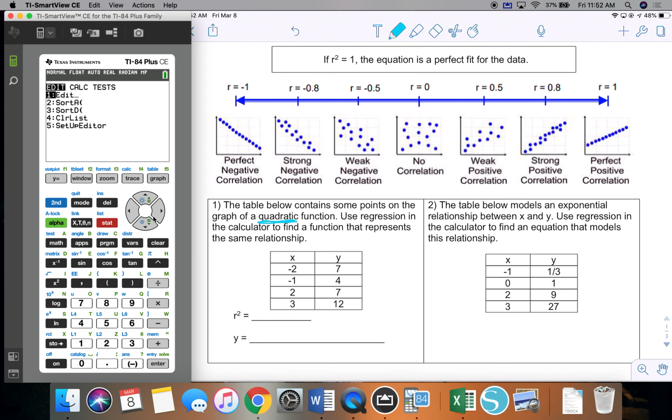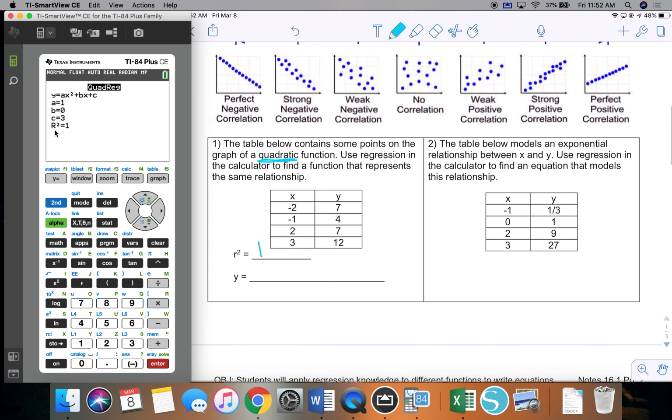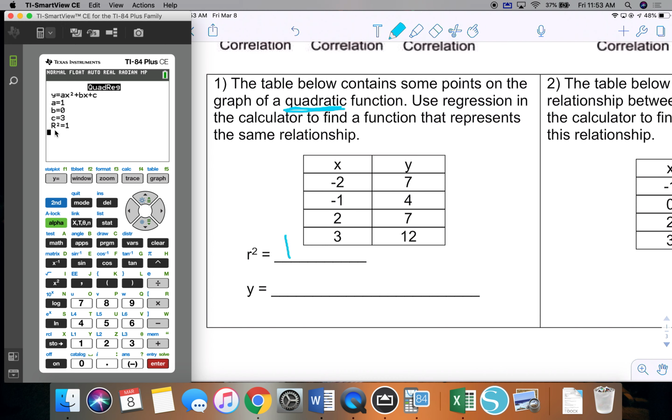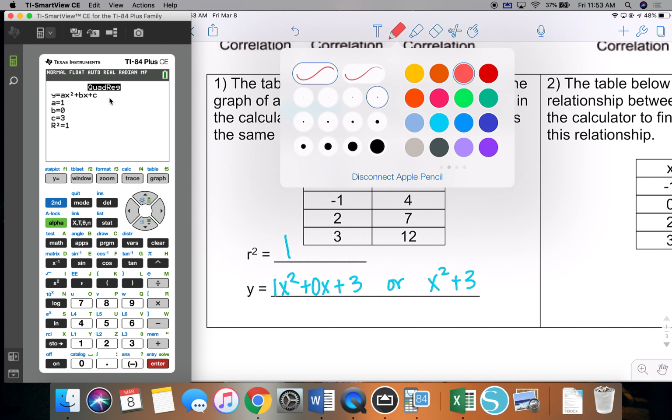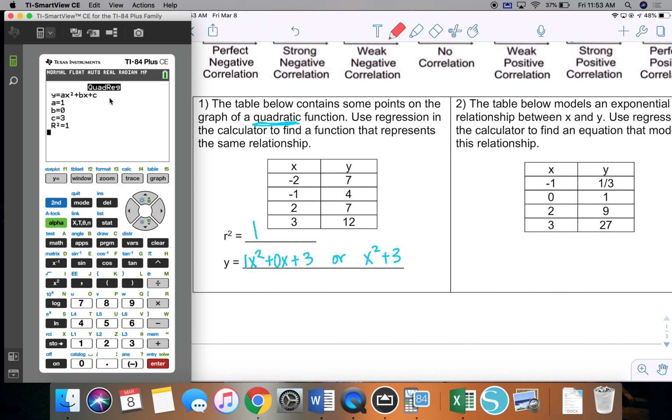I'm going to click Stat, scroll to Calc, option 5 because this is quadratic, and they told me it was quadratic. See that r squared value there is a 1, and that will not show up unless you turn on your diagnostic. My equation shows me up at the top: y equals a, which is 1, x squared, plus b, which is 0x, plus c, which is 3. You could also write it as just this because that 0 doesn't really need to be in there. Either of these are acceptable. So we're just doing this over and over today.